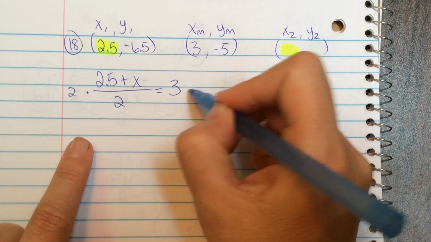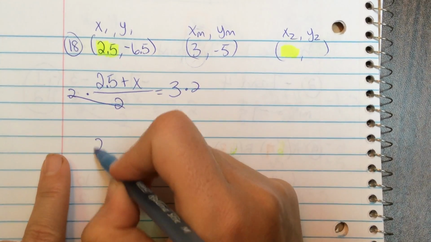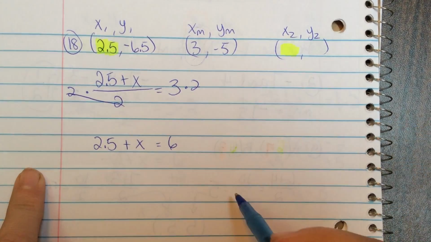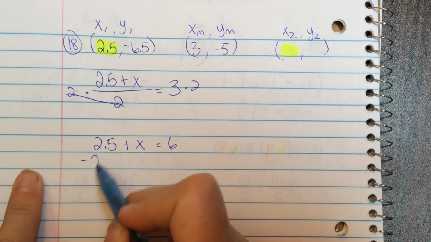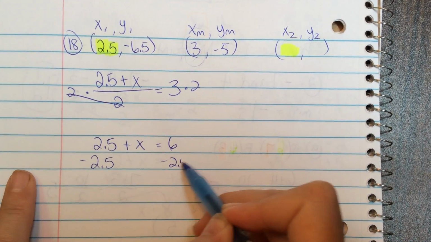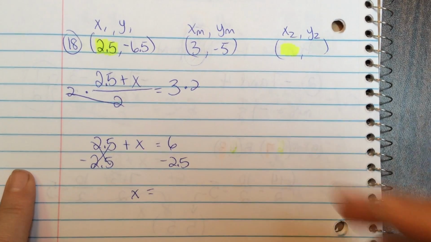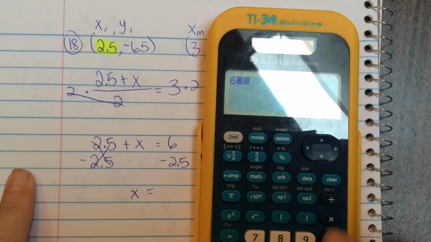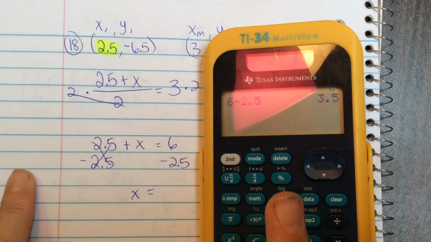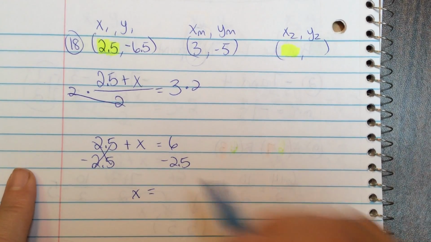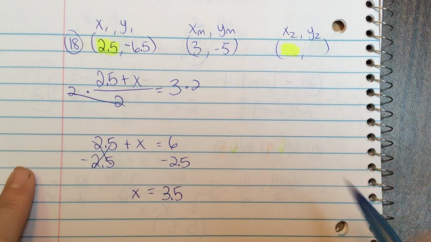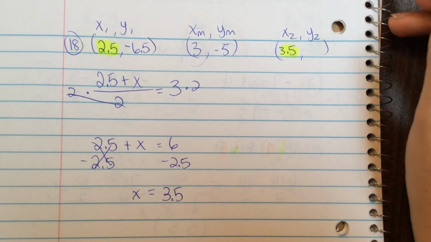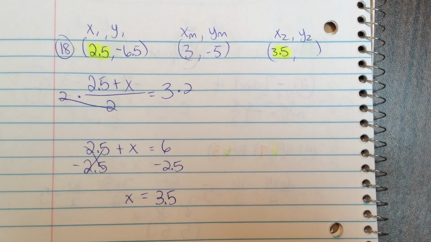Okay, times 2, and I get 2.5 plus some number equals 6. And I'm going to subtract 2.5. And 6 minus 2.5, I don't know, it's 3.5. So there's my first answer. I'm halfway done. Now I just got to do it all over again for the y's.